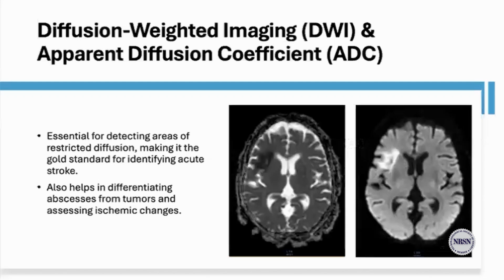And then there's diffusion-weighted imaging. Along with the ADC map, it is essential when it comes to detecting areas of restricted diffusion. It's actually considered the gold standard for identifying acute stroke because it often picks up changes within minutes of onset. Beyond stroke, it also helps us differentiate abscesses from tumors and is really useful in assessing ischemic changes or even cellular injury. It gives us quick, critical information, especially in emergency settings, such as when we're imaging a stroke patient.